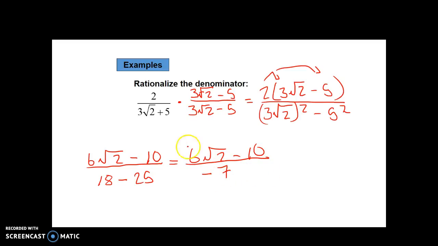Again, rationalized, that's great, we're done, but now just make sure that we're in lowest terms. And in fact, actually, we already are. 6 and 7 is in lowest terms, and negative 10 and negative 7 are in lowest terms already. So there we go. Rationalized.